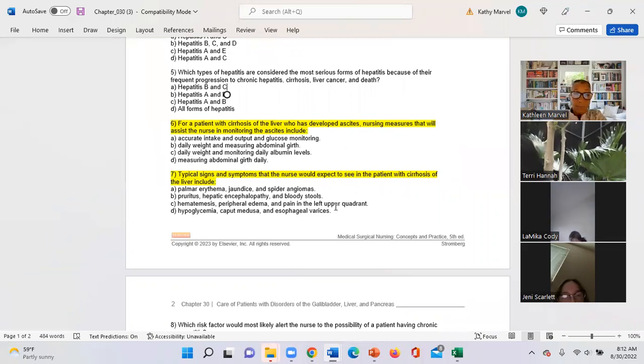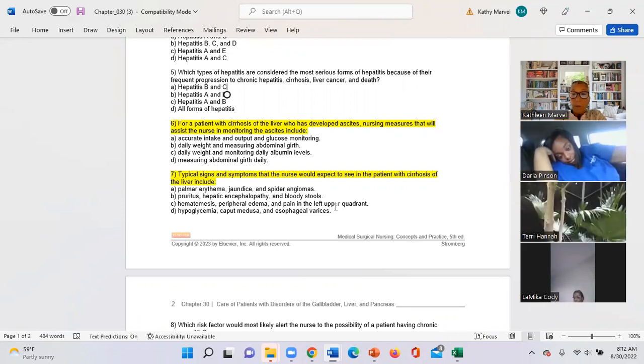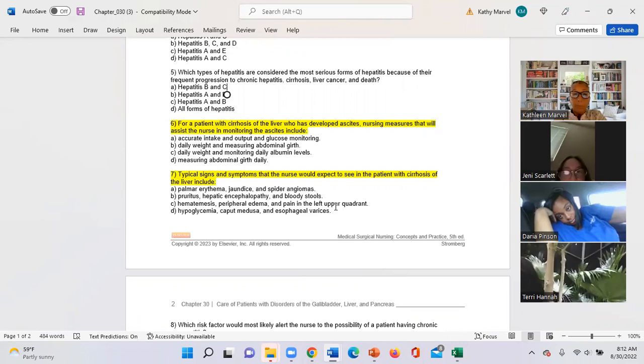So what do you guys think for number 6? And I need people to participate. So what do you guys think? I want to say B or D. B or D? Yeah, I was thinking B or D too. Okay. Anybody else have any different? The answer is B. Okay. Abdominal girth is for sure, but for patients with ascites, you have to do a daily weight. Okay. So the answer is B.